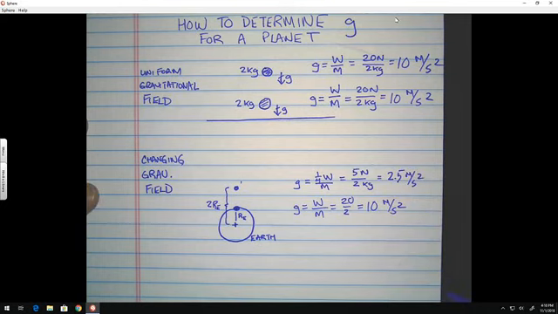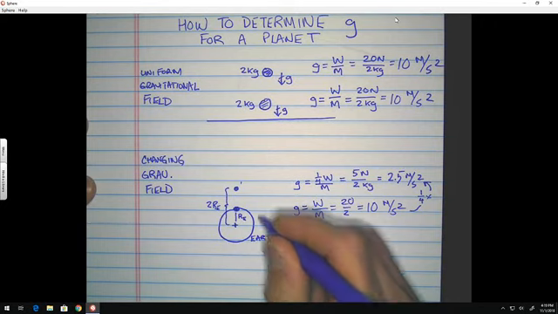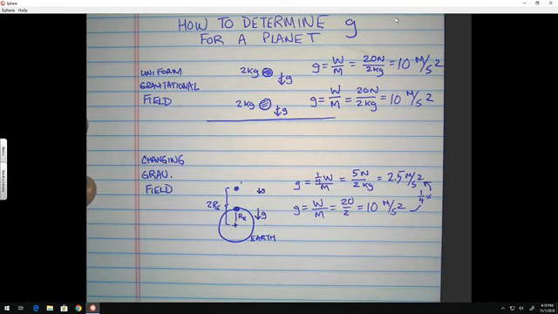Okay. Now notice 2.5 meters per second squared is actually 1/4 of 10. So what we've done is we've doubled the radius and we've decreased the force by 1/4. We've also decreased the acceleration that much. So if my g vector looked like this on Earth, when I get up here, it's going to be short. It's going to be 1/4 as much.